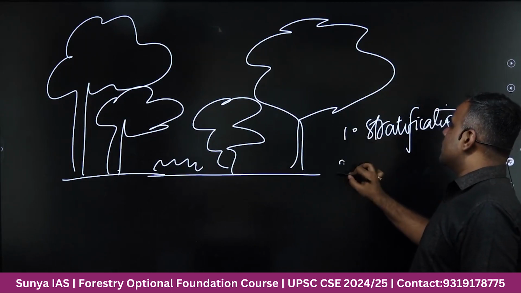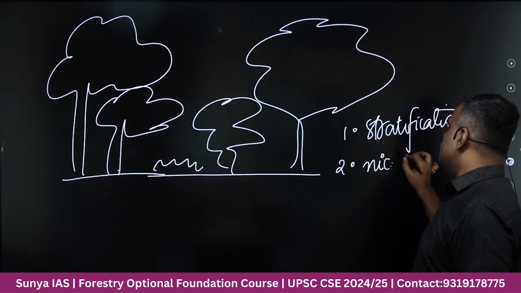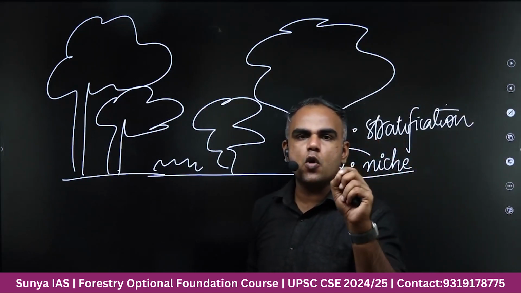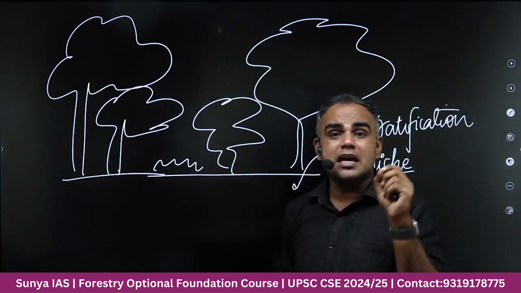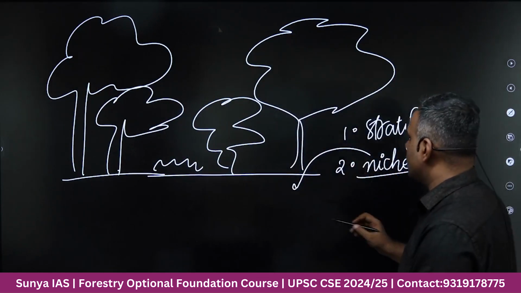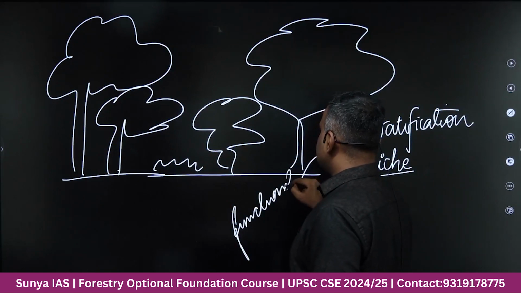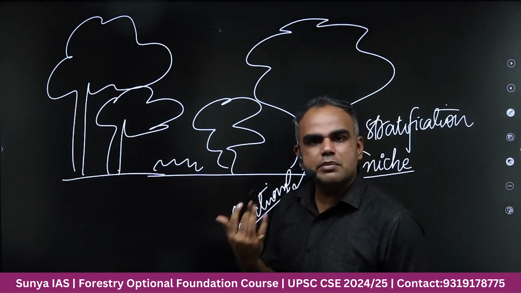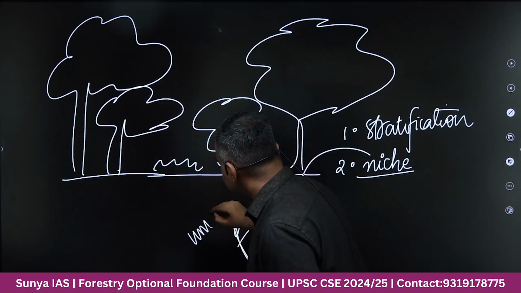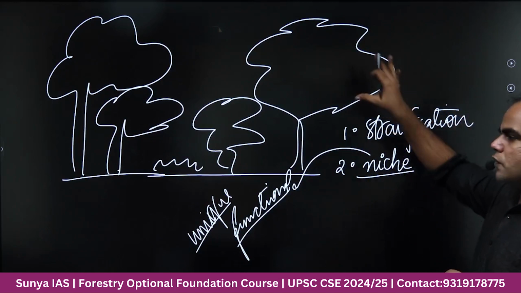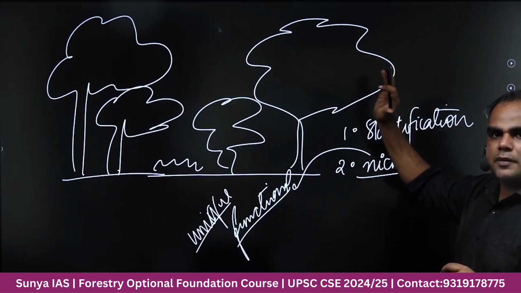Again, we have seen, for example, you have different forest types. So different niches will also be there. What is niche? Niche is a unique functional role that a species occupies. Unique functional role. And when I say unique, which also means two species cannot have the same niche. So this is the unique functional role. Fine. Now, of course you have your trees, etc., which are there.